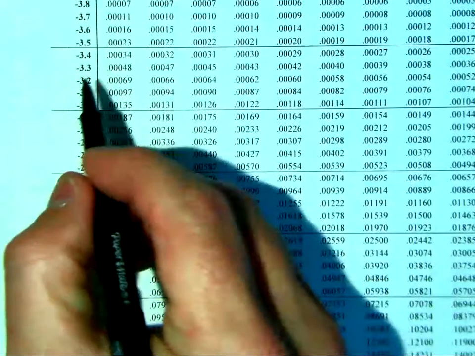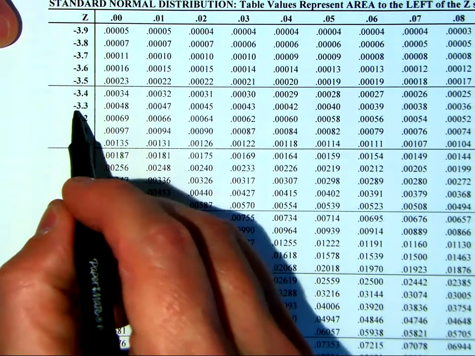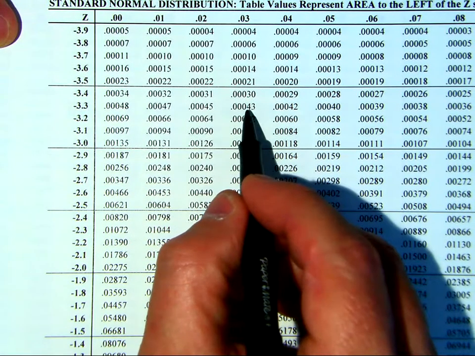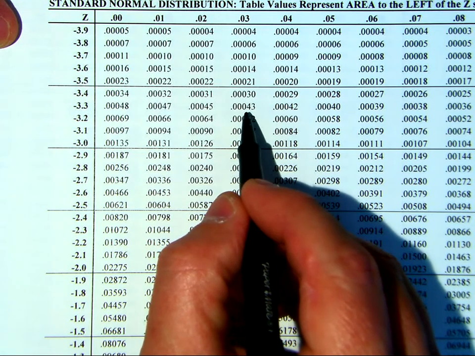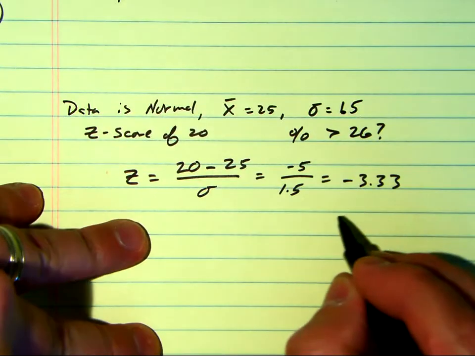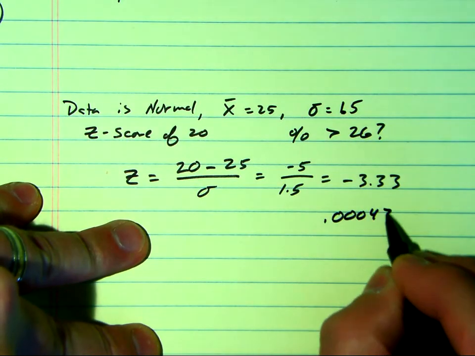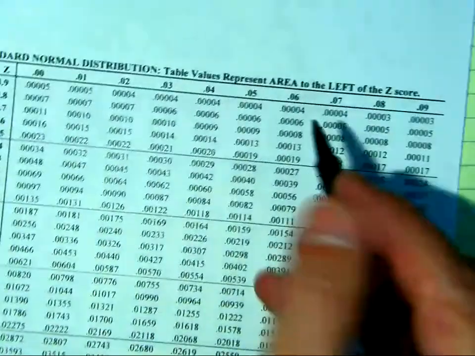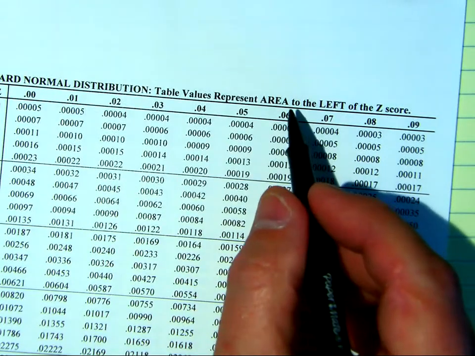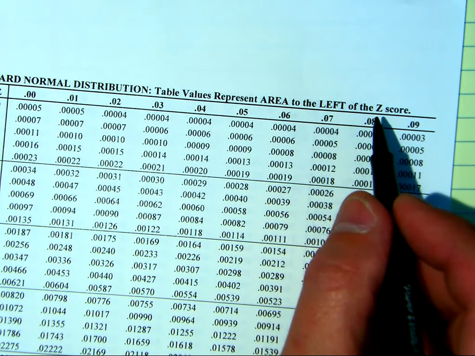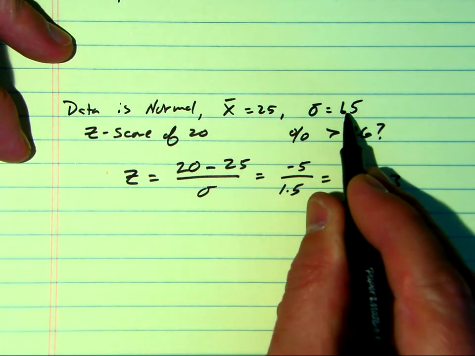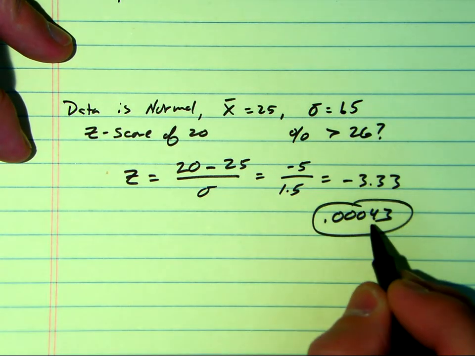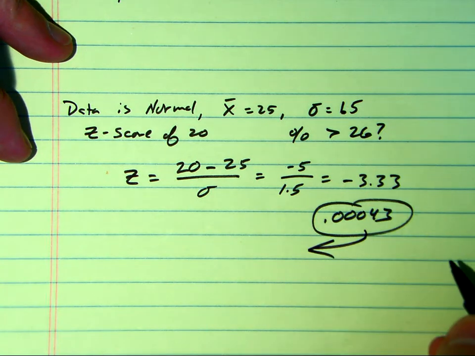Let's see, where is it? Can you guys see this? 3.33. So the z-score, this is out to 5 decimal spots too, which is cool. It's 0.0043. What does that number mean? I even say it on the table for you. It's the area under the curve to the left of that z-score. So a score of 20 with a mean of 25 and a standard deviation of 1.5, there's less than 0.5% of scores to the left of that from this table.